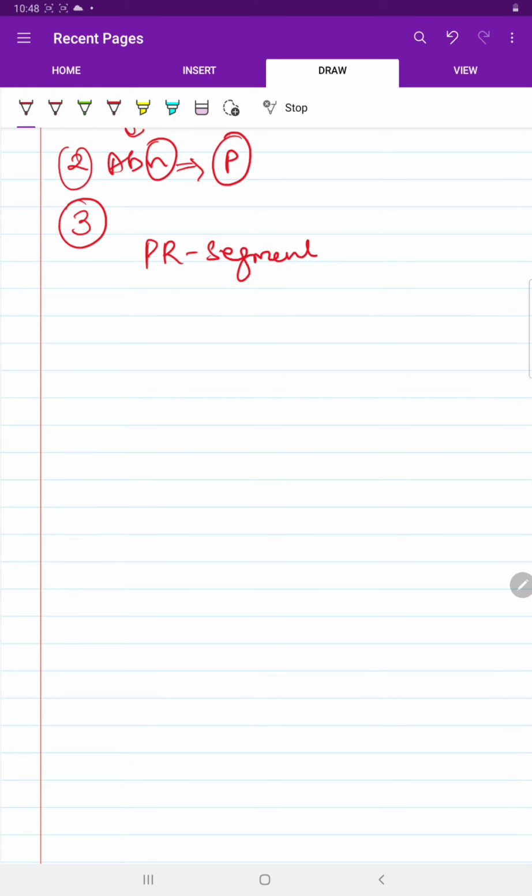I hope after watching my first video you know what the PR segment is. This is P, this is Q, R, S, T. This is the beginning of the P wave to the beginning of the QRS complex. You know the P wave is atrial depolarization and the QRS complex is ventricular depolarization. I hope you remember the time duration. The normal time is 0.12 to 0.20 seconds.